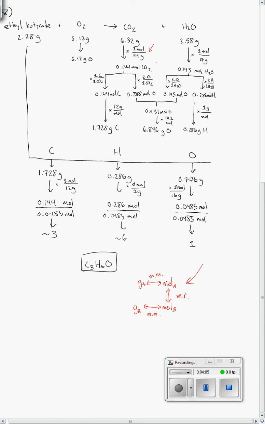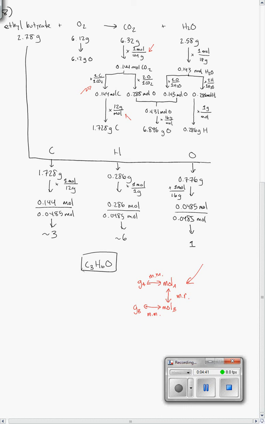Once we get our moles of CO2, we can look at the formula for CO2. That tells us that there is one carbon in a CO2. We'll use that as our mole ratio. If we multiply our moles of CO2 by our one carbon per one CO2, our CO2s cancel out, and we'll be left with 0.144 moles of carbon. From there, it's a matter of multiplying by the molar mass of carbon, 12 grams per mole, to get our total mass of carbon on the right side, 1.728 grams.